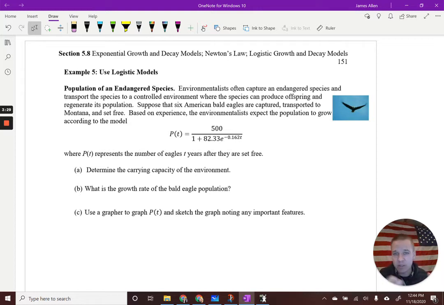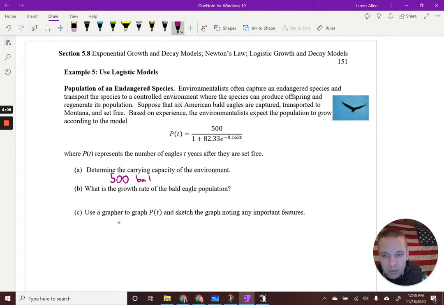Now, suppose that 6 American bald eagles are captured, transported to Montana, and set free. And based on experience with this, they have a population model here, a logistic model, to estimate what that population might be as time goes on. Right? It's not exact; it's an estimation. Okay. So it says determine the carrying capacity of the environment. Well, we know that value C up in the numerator, 500, would be the carrying capacity. That's what they're saying is the biggest population we're going to get of those bald eagles. It's not going to go above that. Okay. So 500.